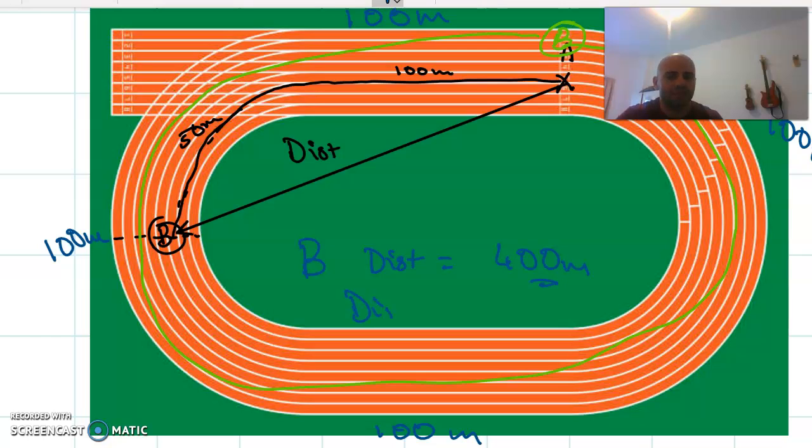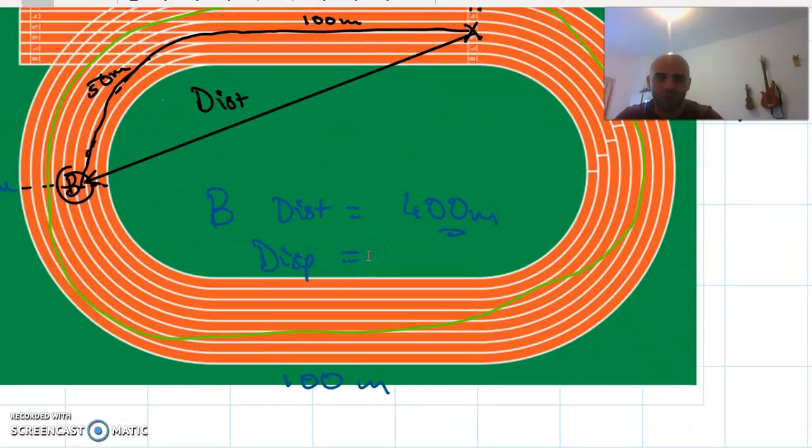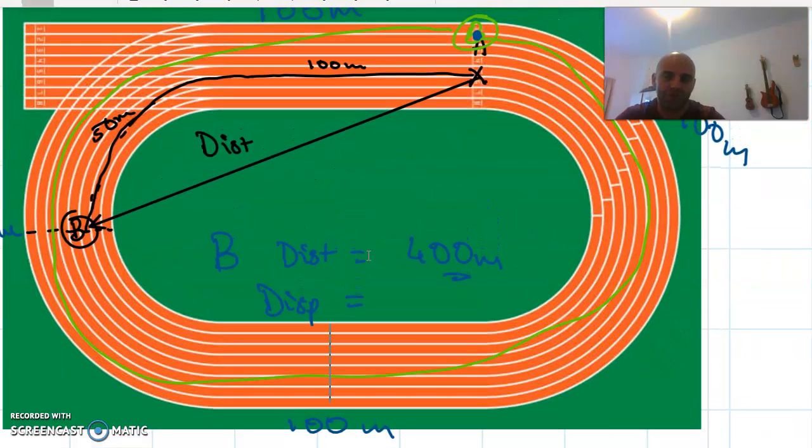But the displacement, well, they start out in the same place that they finish. So that means that the total change in position, or change in location, if you like, is zero, because there's no overall difference between the point where they started and the point where they finished. So the total displacement here would be 0 meters. Okay? So give the problems below a little shot, just to make sure that you understand this idea.